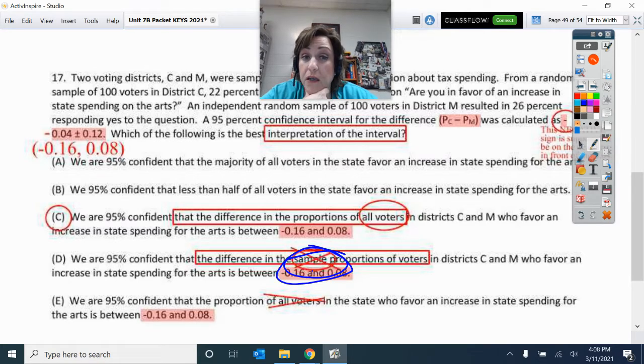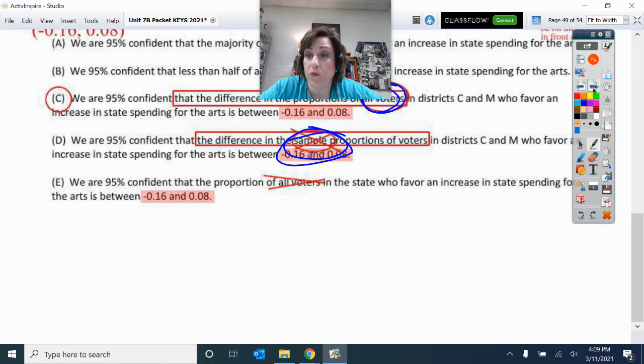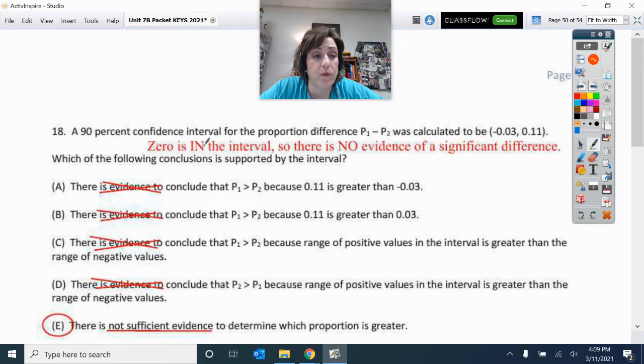An interval is not about other sample proportions being in there. An interval is about the true proportion of all voters. So I am 95% confident that the difference between the proportions of all voters in District C and M who favor the increase is between negative 0.16 and 0.08. Of course, we know what that conclusion leads us to, which is what the next few questions say.